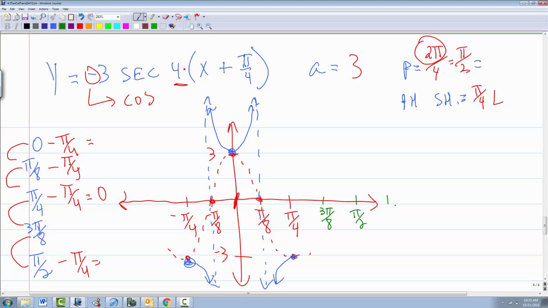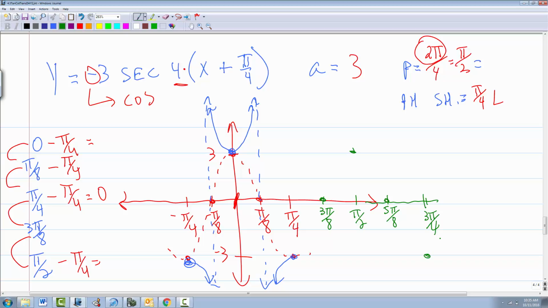If you have to write them off to the side before you reduce them, that might be smart. 5 pi over 8. 6 pi over 8. What's 6 pi over 8? 3 pi over 4, and I think I'm done. 1, 2, 3, 4, 5 marks. Because for cosine, it goes back to 0, back up to the high, back to 0, back to the low.